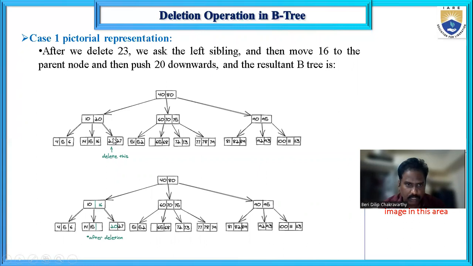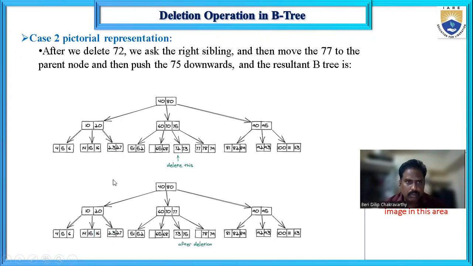So if you are deleting 23, only one key, 27, will be there. At that time we pick the element from the left sibling. There I am picking 16, so we have 16, 20 and 27. I'll send 16 upwards, and now 20 comes here. It will be like this. This is my case one.